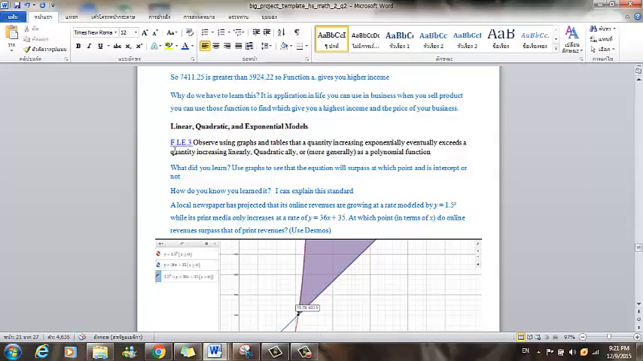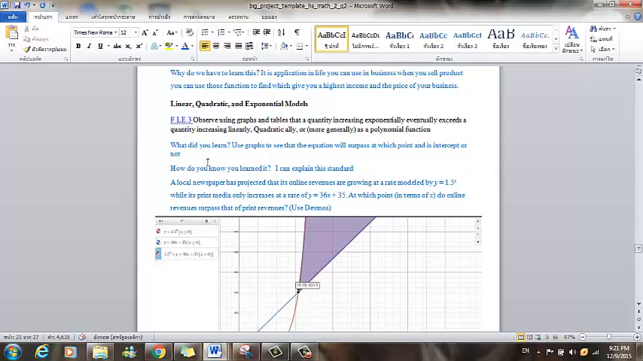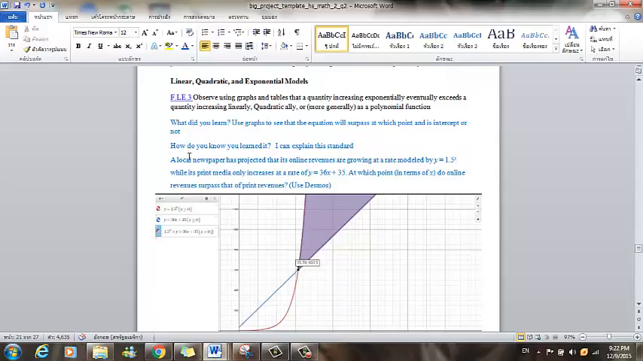FLE3. So what did we learn in this? We use a graph to see at which point the equation will surpass the other and whether it intercepts or not. So how do you know you learned it? I can explain the standard.